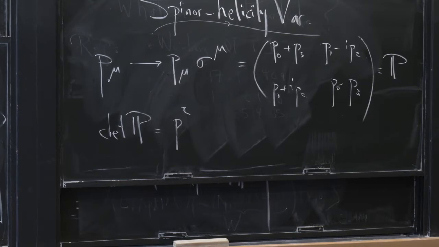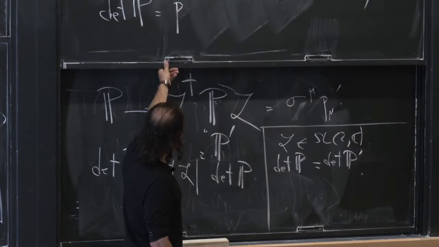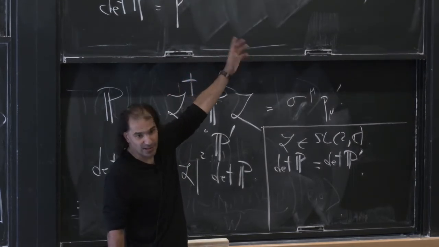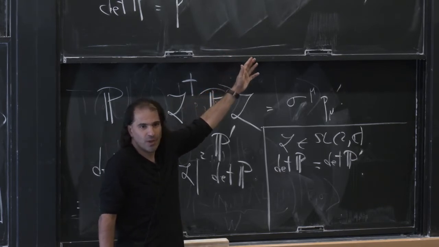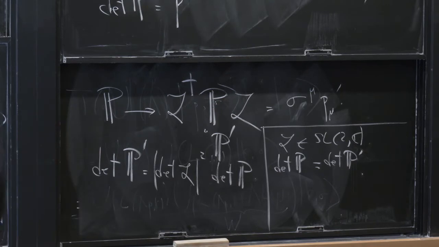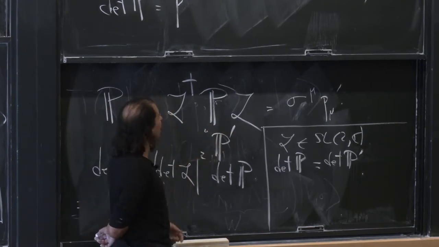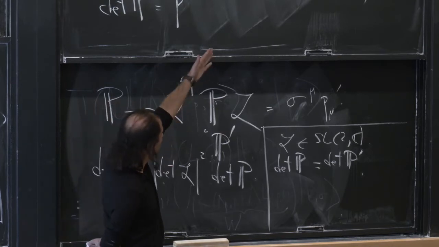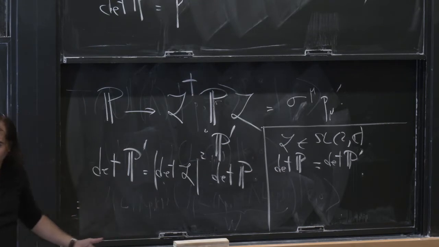OK? So what we find is that this transformation on the 2 by 2 matrix induces a transformation on the momenta that leaves p squared invariant. So it's a Lorentz transformation. Okay? And that's how we see that Lorentz transformations in 3+1 dimensions are the same as SL2C. And the two component vectors that this L acts on are the spinor representation of the Lorentz group.